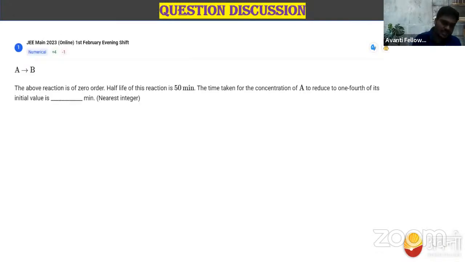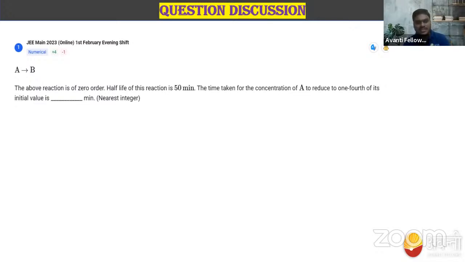Now, the next question is: A gives us B. The above reaction is of zero order. Half life of this reaction is 50 minutes. Then what is the time taken for the concentration of A to reduce to 1/4 of its initial value?